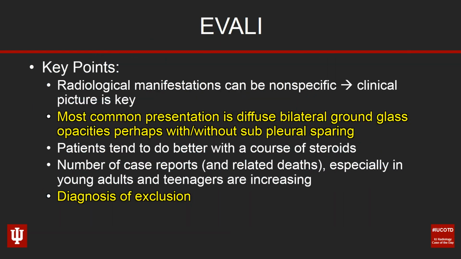Key points to this: basically nonspecific clinically, but vaping must be present. The pulmonary opacities are usually diffuse bilateral ground glass opacities with or without subpleural sparing, and the patients all seem to have done much better with earlier onset of steroids. The number of case reports and deaths, especially in young adults and teenagers, is increasing, and as stated before, this is a diagnosis of exclusion.